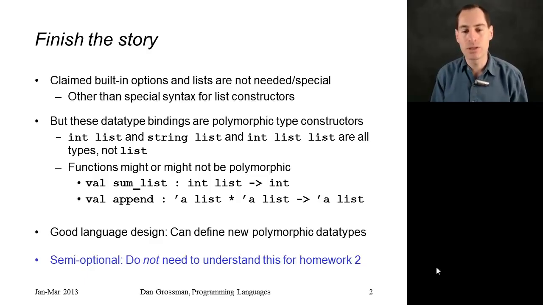So it would be good language design to not have built-in things like lists and options that can be polymorphic in this way, and then have data type bindings that you can define that don't have this facility. So it turns out that ML did the right thing. It lets you define your own, and this segment is going to show you how to do that. Now this is optional in the sense of I wanted to show this to you for completeness, but the homework is not going to require you to do this, and I'm just doing this to finish the story of how lists and options are not particularly special.